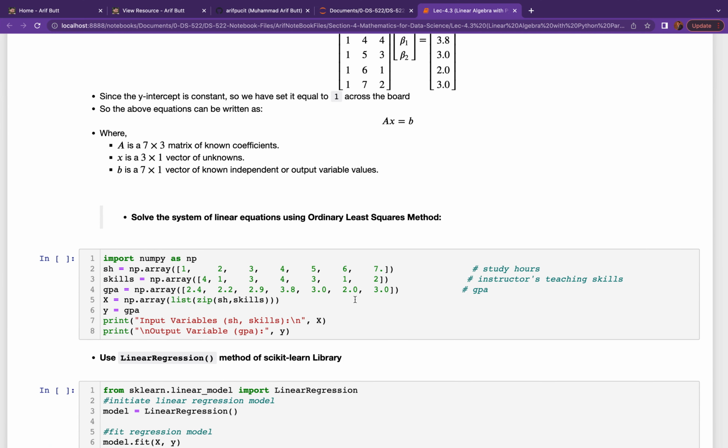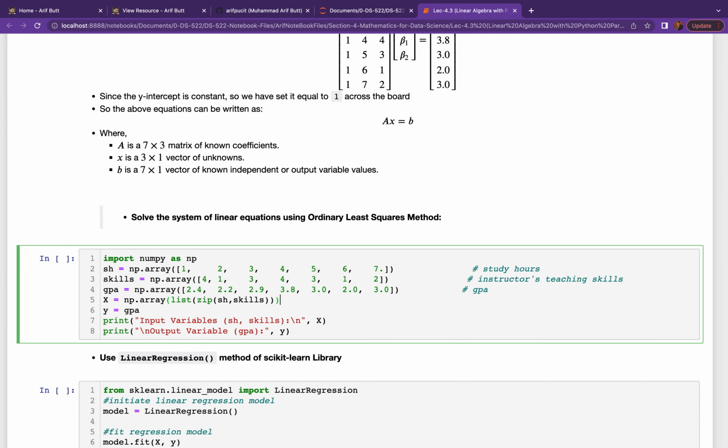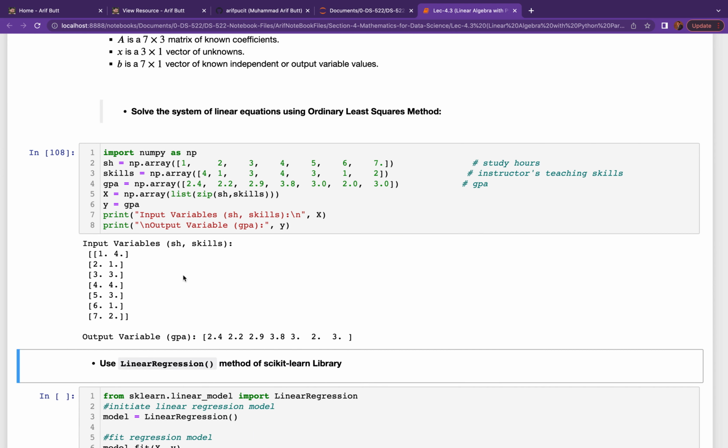And let's solve this system of linear equations. So this time we have the input variables x, we have a matrix. The first column is the study hours, and the second column is the skill set of the teacher. And this is the vector, that is the output, that is GPA.